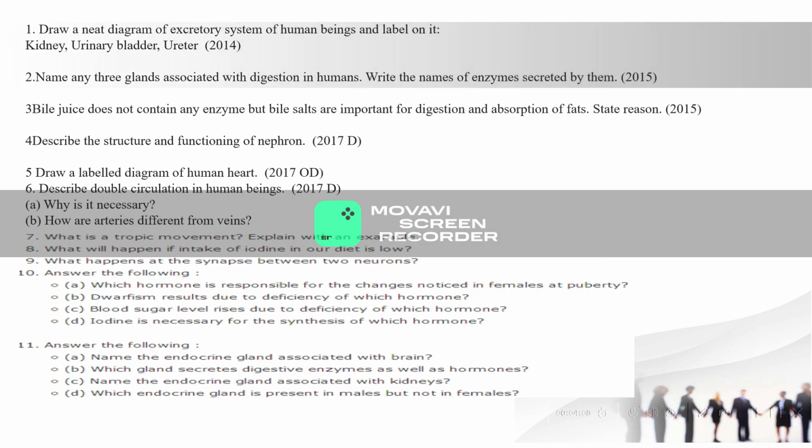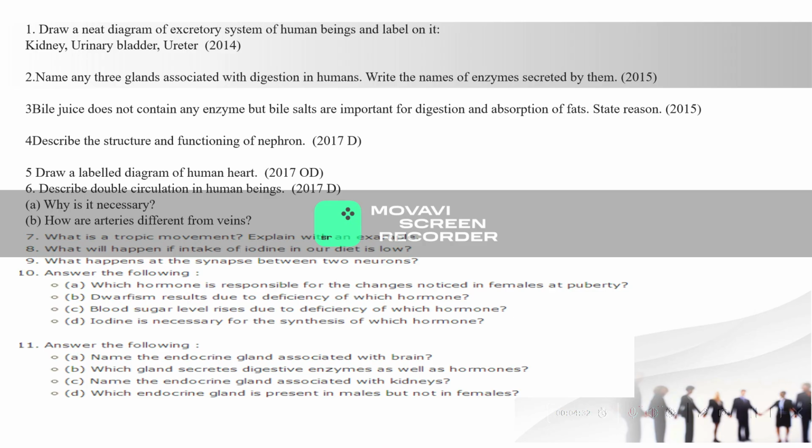Then there are some questions which have been asked in previous year papers, like draw a neat diagram of the excretory system of human beings. Name any 3 glands associated with digestion. So you have to talk about salivary glands. You can write gastric gland. You can talk about pancreas, liver. Bile juice does not contain any enzyme, but it is important for digestion.